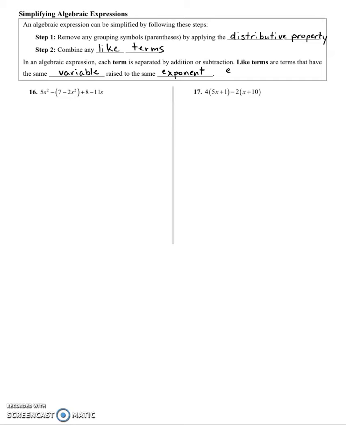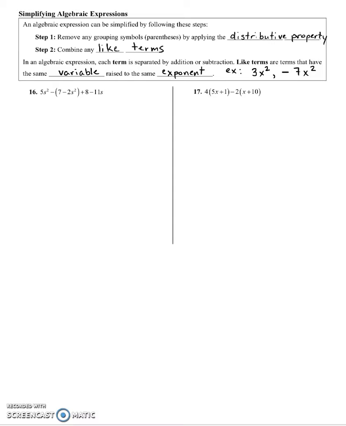So, for example, 3x squared and negative 7x squared are like terms because they both have an x and the x is squared in both terms. So let's look at number 16 here. We have 5s squared minus the quantity 7 minus 2s squared plus 8 minus 11s.